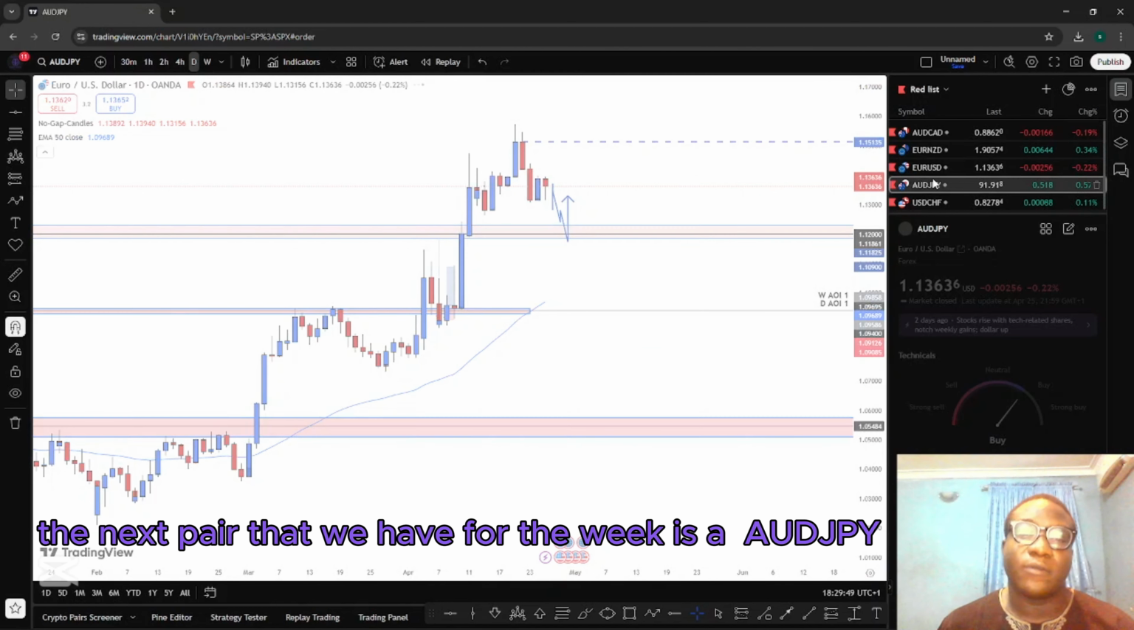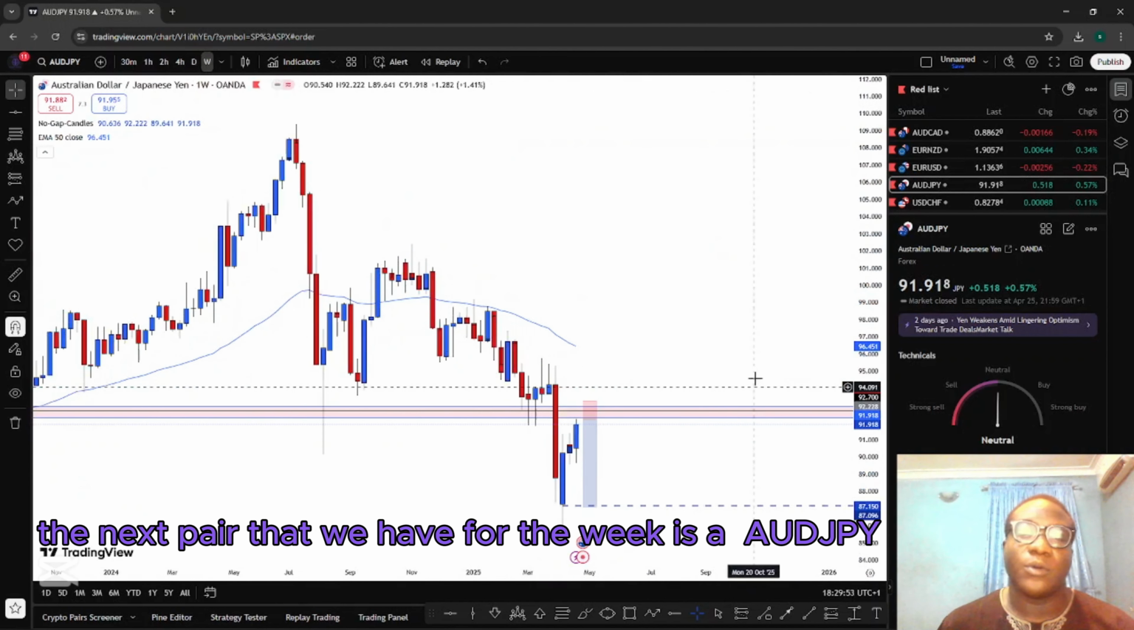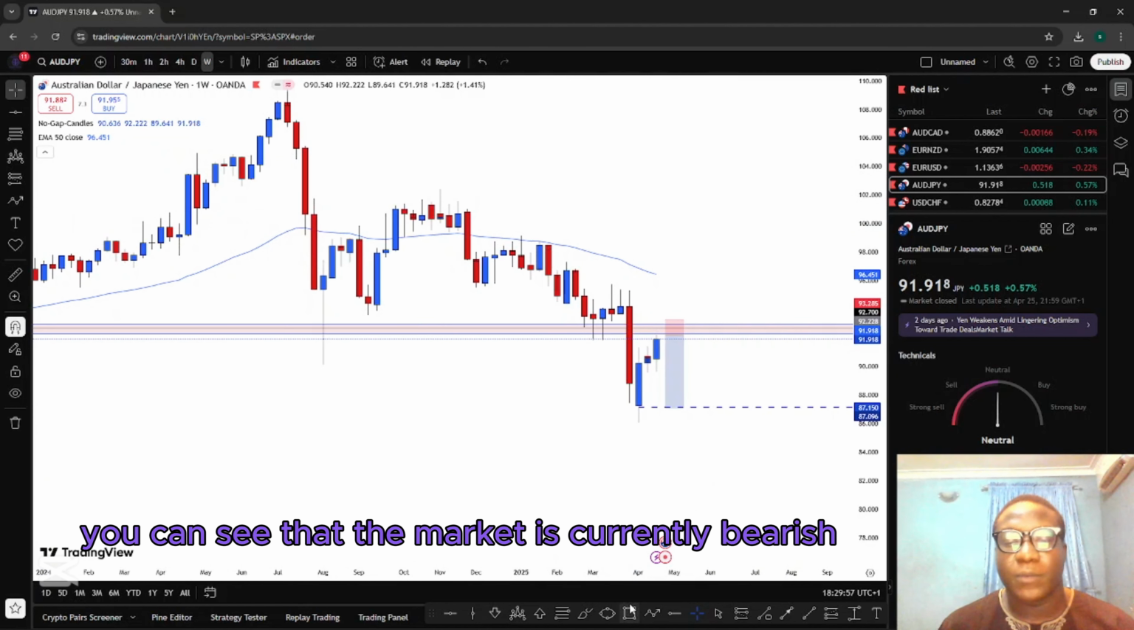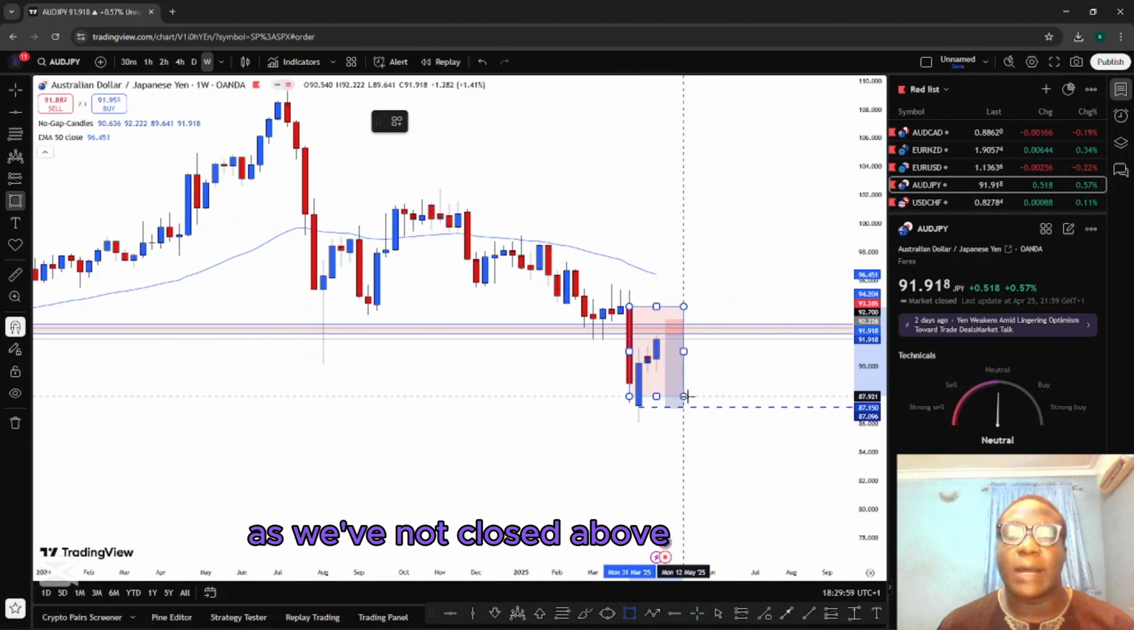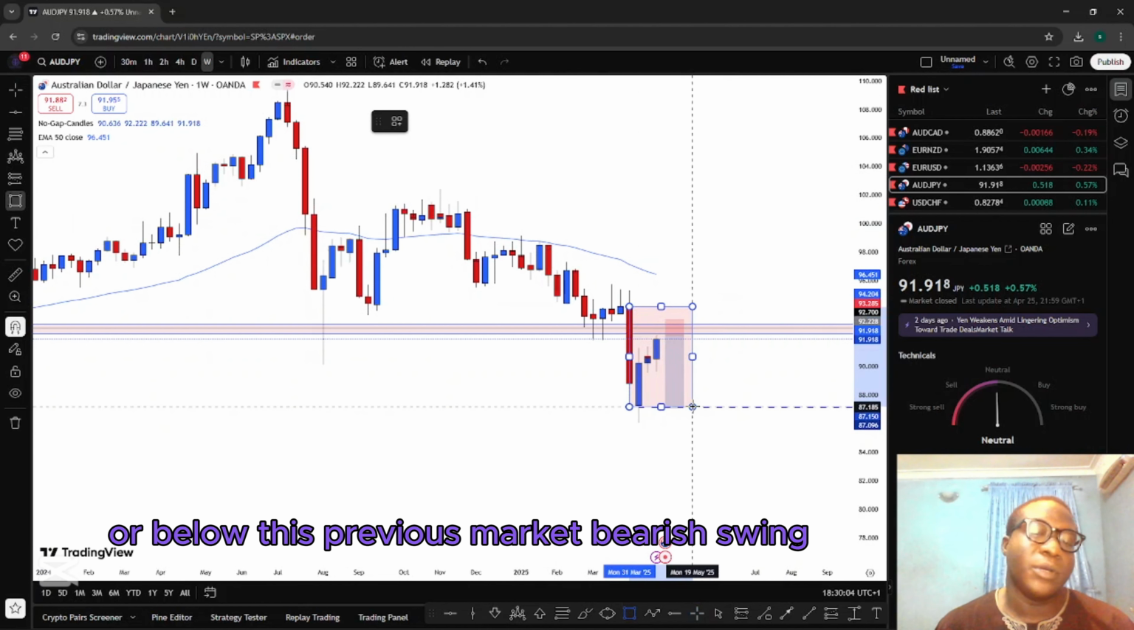The next pair that we have for the week is AUD/JPY. On AUD/JPY, you can see that the market is currently bearish, as we have not closed above or below this previous market bearish swing.